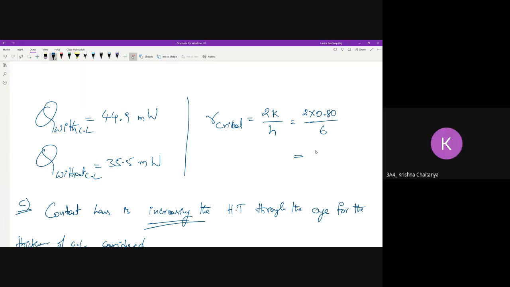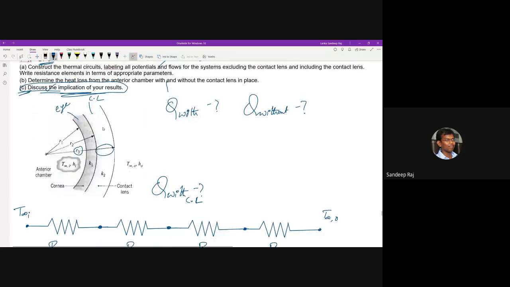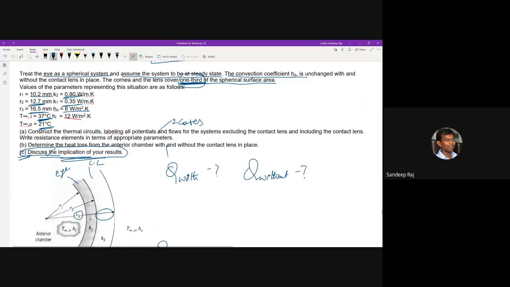2 into 0.8 gives 0.26. 0.26 meters, that is 26 centimeters. See, if this is the case, what is the thickness here? The radius here is 16.5 mm, that is 1.6 centimeters. This is just 1.6 centimeters.